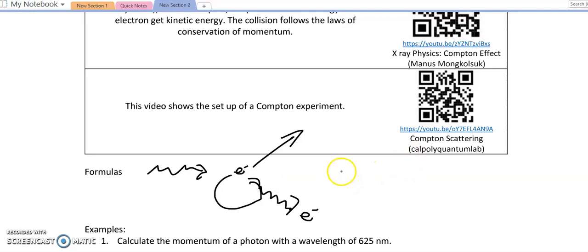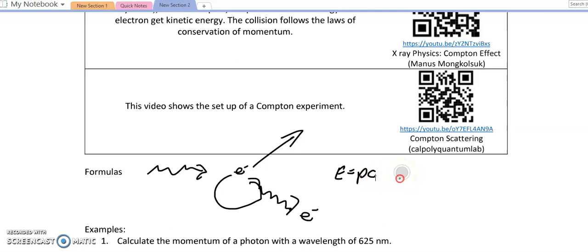Now, a couple of formulas that are on your formula sheet. The first one is E is equal to P times C, energy is equal to the momentum times the speed of light. So this is momentum of a photon, energy of a photon, and speed of light, the speed of a photon.